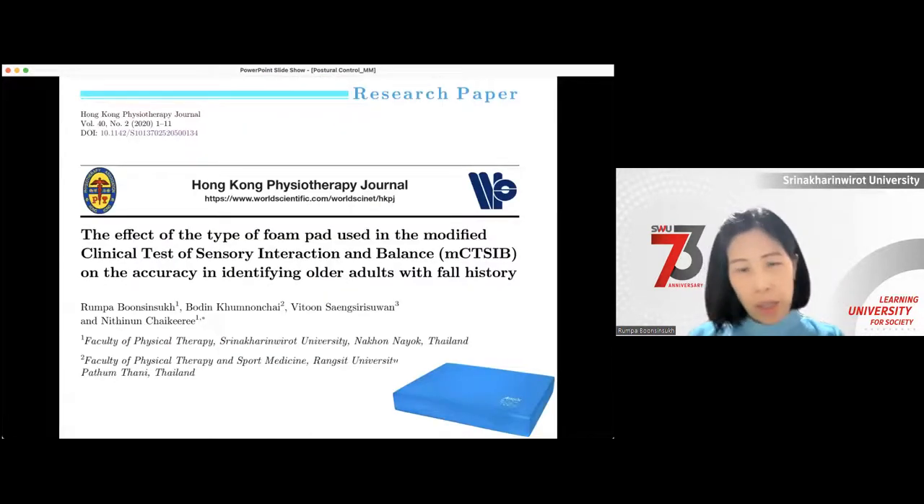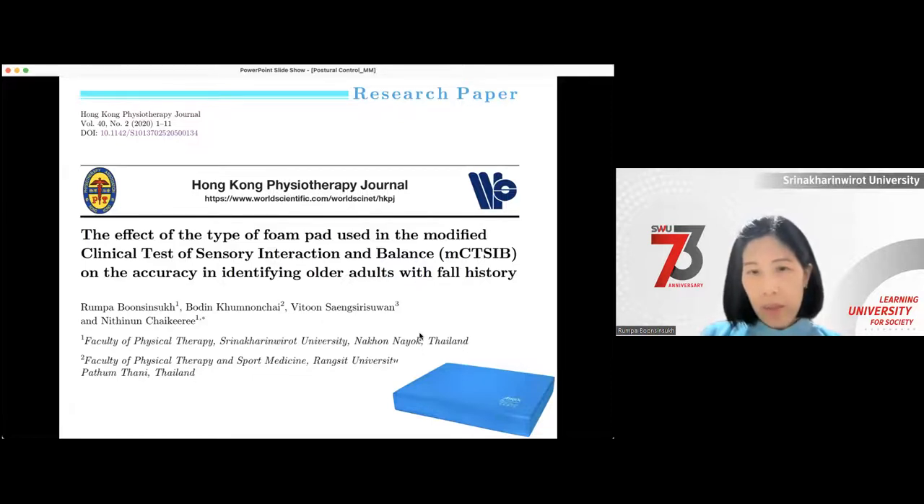And what we found is that when we suggest the NeuroCom foam in Thailand, not many clinics have it, but they have this type of foam, which is the Airex foam. So we conducted another study looking at the Airex foam, whether it can be used for assessment in the same way as the NeuroCom foam.